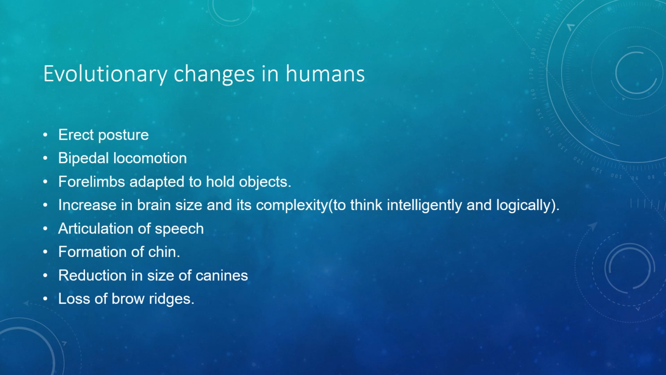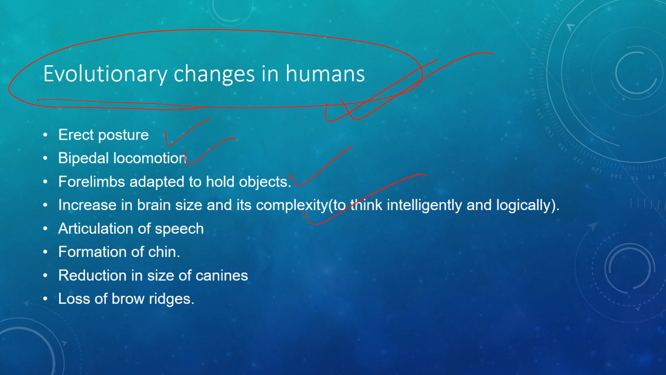Now, what are the evolutionary changes which happened in humans? There were several changes in their structure, in their body features, and in their characteristics as well. What are the main evolutionary changes? First of all, their posture became erect. They were moving on their forelimbs, then their posture became erect, then came bipedal locomotion, then the forelimbs adapted to hold objects, then came an increase in brain size and complexity to think intelligently and logically.